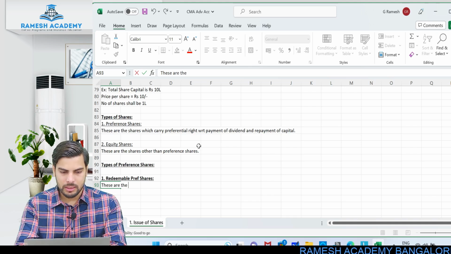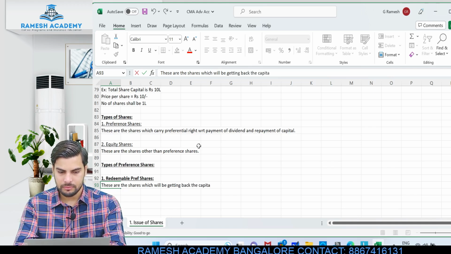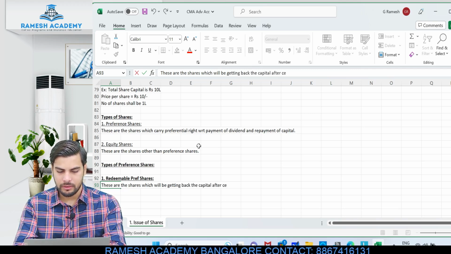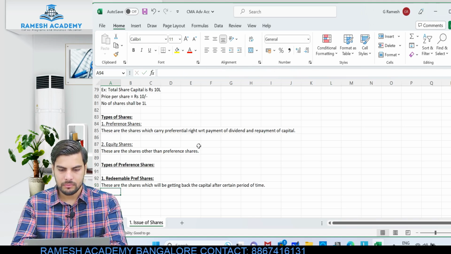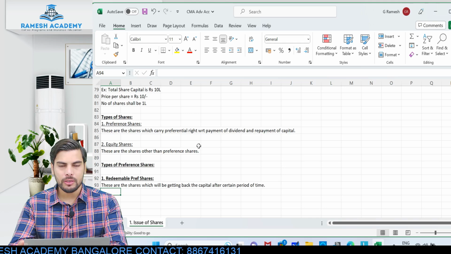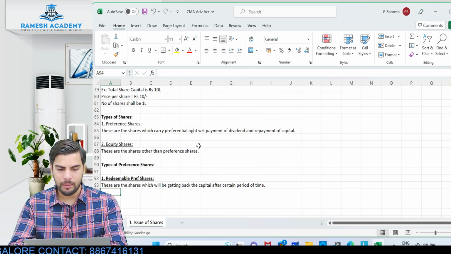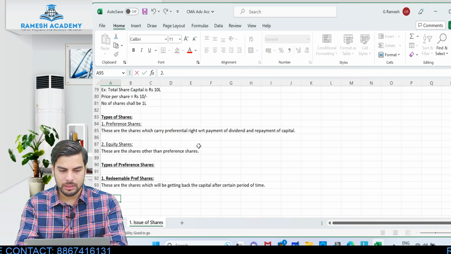These are the shares which will get back the capital after a certain period of time. To redeem is nothing but to repay. The company will be repaying these preference shareholders. Whatever amount they contributed initially, they will get back after a certain period of time. Clear?